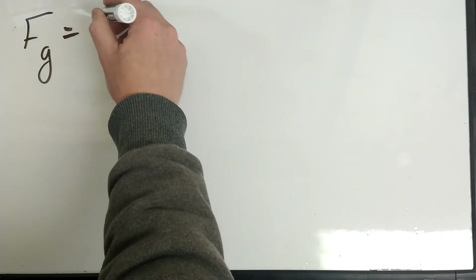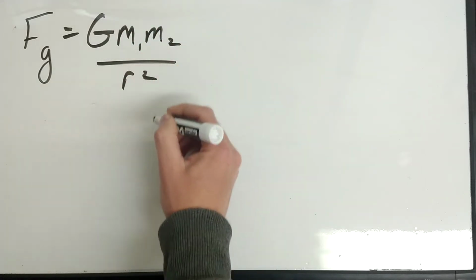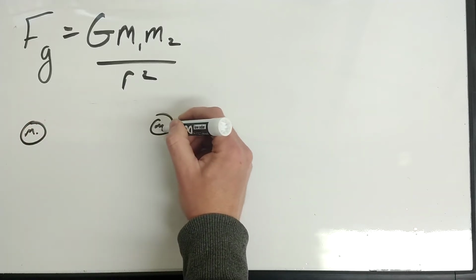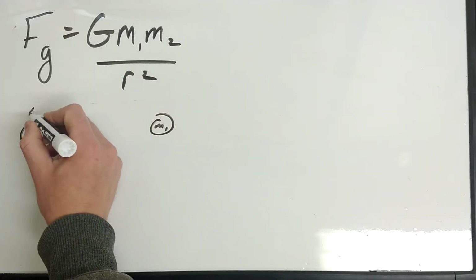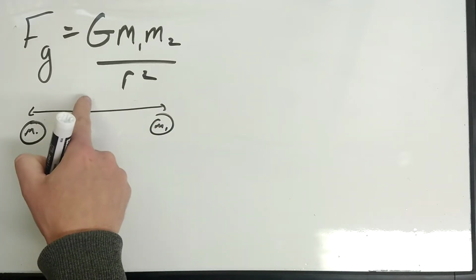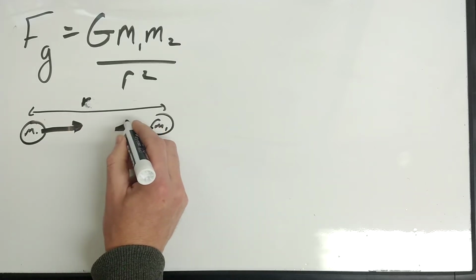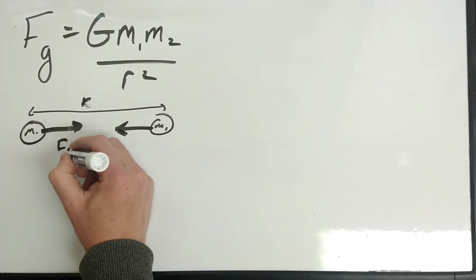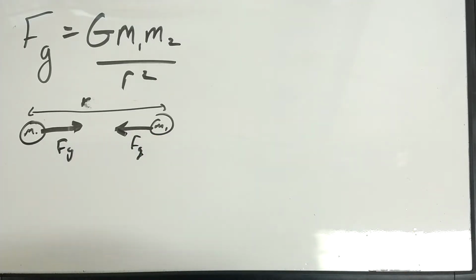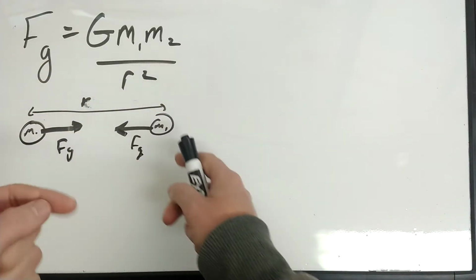Fg equals big G m1 m2 over r squared, where m1 and m2 are the masses of the two particles, and r is the distance between their centers. And then Fg is the magnitude of the attractive force. They both experience the same force. It's an attractive force that acts to pull them together.